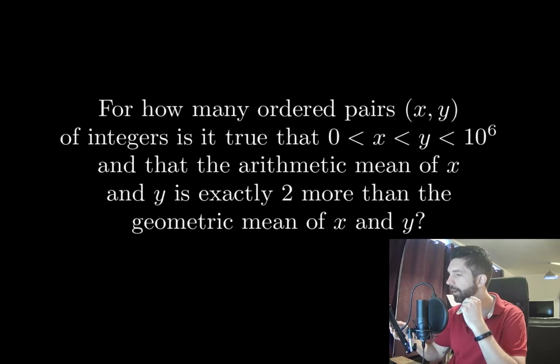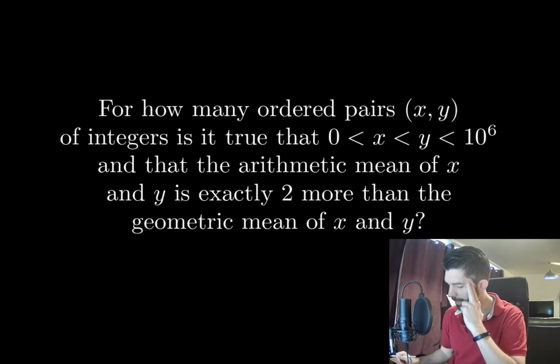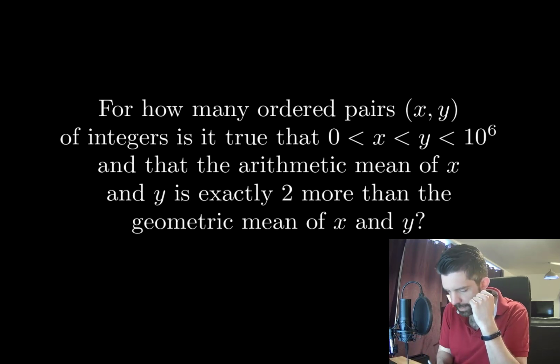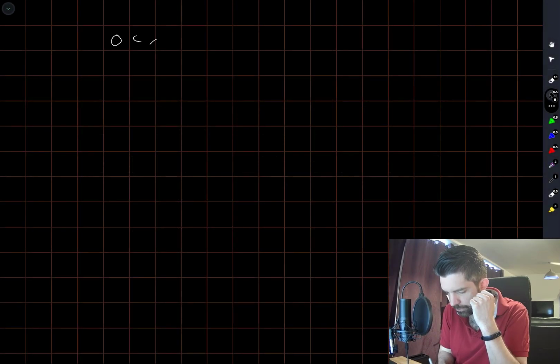Well, the formulas for the arithmetic and geometric mean are pretty straightforward. I think once we write down those formulas and write down exactly what's said here, I feel like this is going to turn into a geometrical problem where we're counting points inside of an ellipse or something like that. So let me just write down and summarize what's going on in the question here.